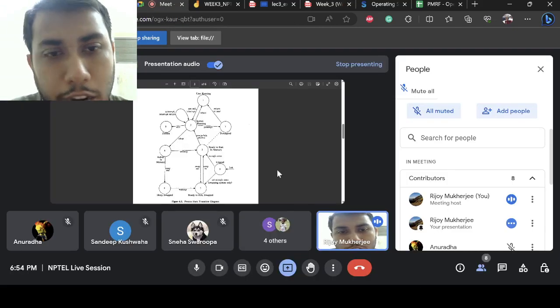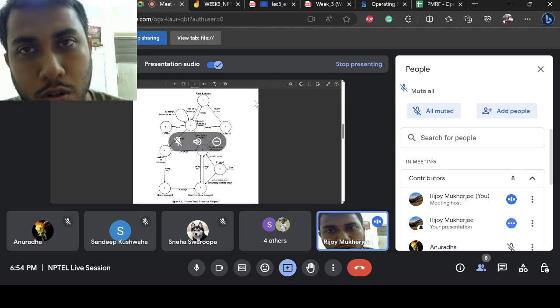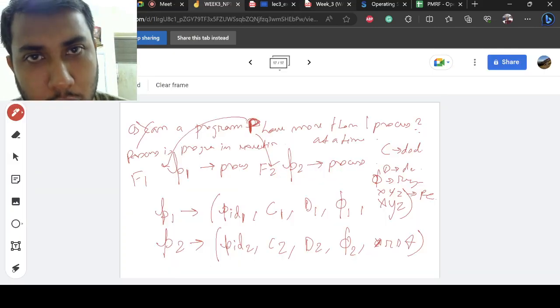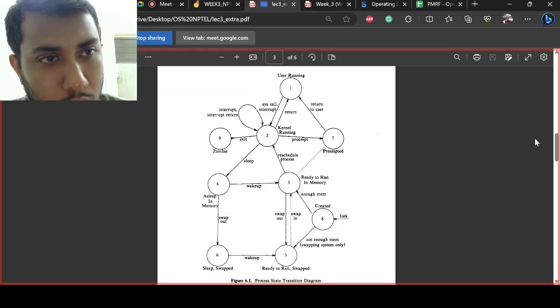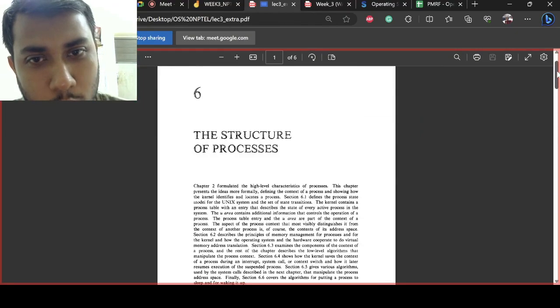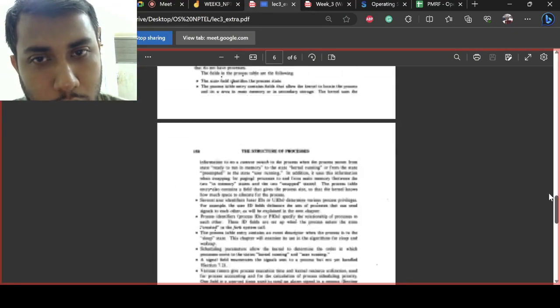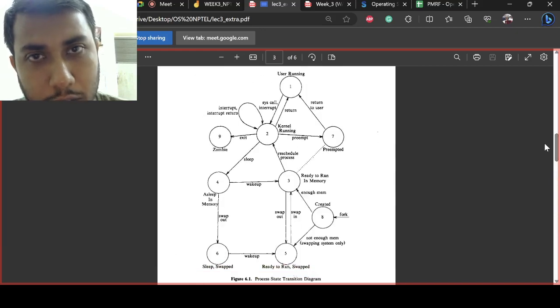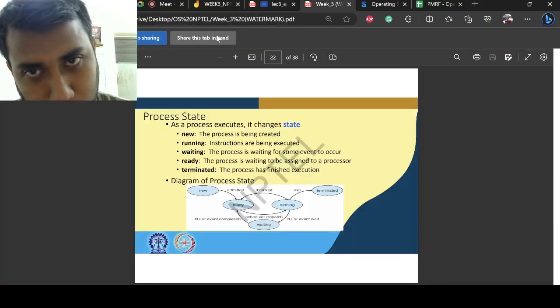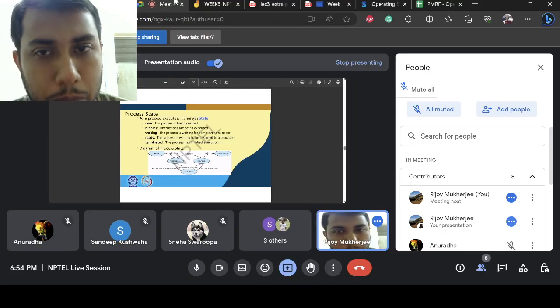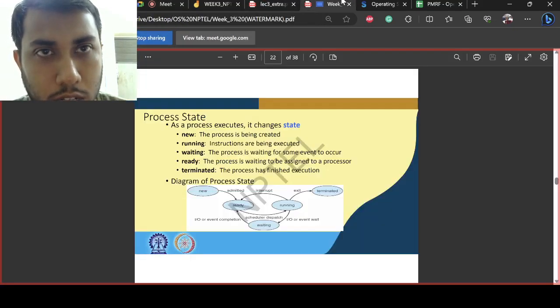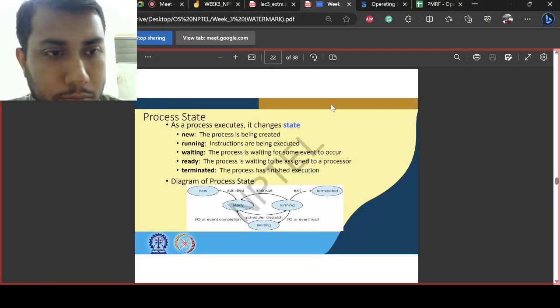Okay, so I will share this portion also. You can read it. There is one or two pages of explanation there, so you can read it and understand it again. Okay, let's come back to this slide.